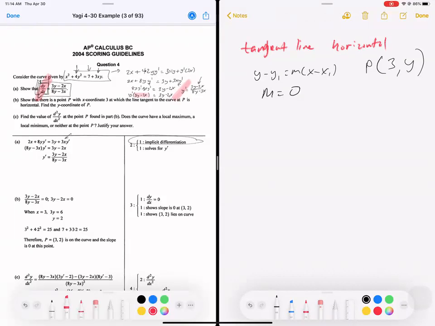Find the y coordinate of P. So since we are given this equation for the slope, dy over dx equals 3y minus 2x over 8y minus 3x, we're going to be asked, hey, when is this derivative equal to 0? And one of the tricks that we want to make sure of is that whenever we see a fraction, it goes to 0 when the numerator goes to 0, not the denominator, only the numerator. So we can say when 3y minus 2x is equal to 0.